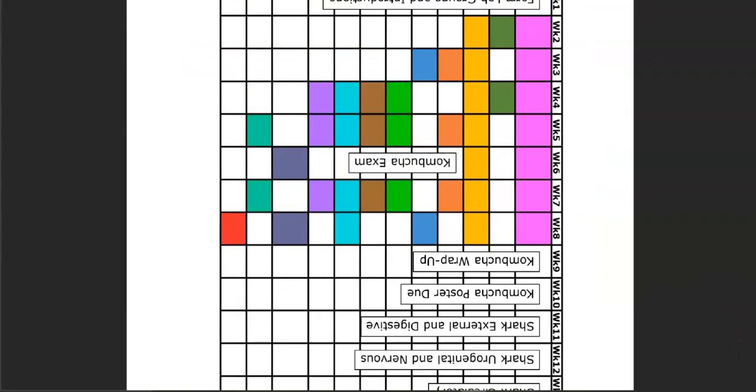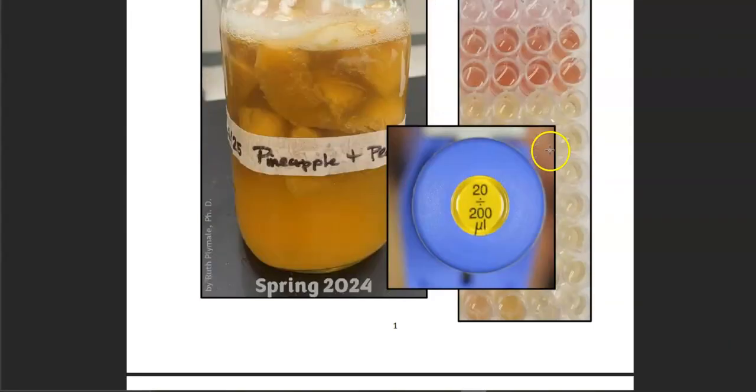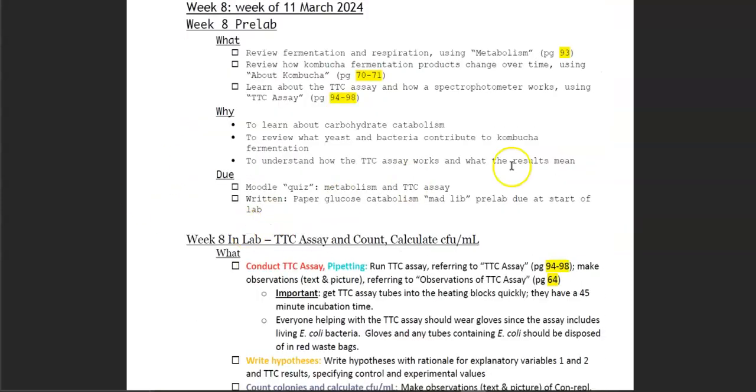Okay, back we go to week 8. So you're going to read all about this, and then you're going to take the Moodle quiz, which is going to ask you some questions about metabolism and what happens in glycolysis, that kind of stuff. And some questions about the TTC assay. So even though we have just talked about the assay, definitely go back through the lab manual and read these sections because I don't want you to miss some detail on the quiz. Once you have finished the quiz, then you're going to work on the paper pre-lab.